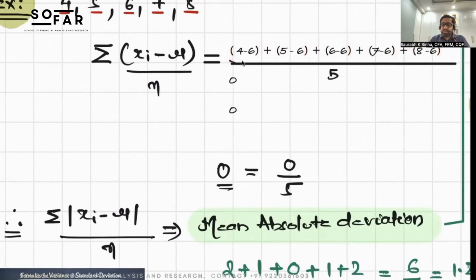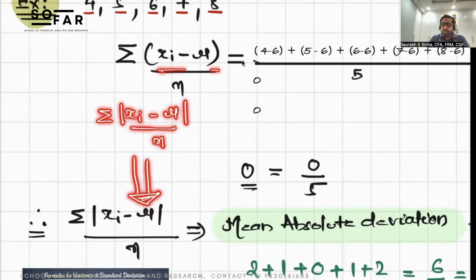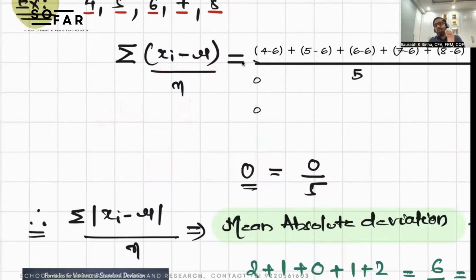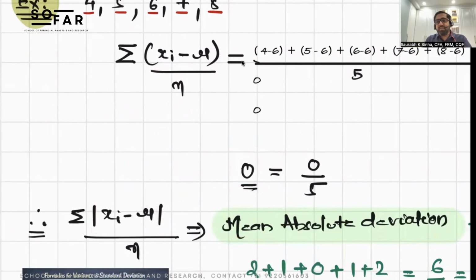And if you take the modulus, this equation, which we were writing as summation of xi minus mu upon n, will become modulus of xi minus mu upon n. And we all know that is the formula for mean absolute deviation. Why is it called mean absolute deviation? Because another term for modulus is absolute, and you're trying to find out the deviation from mean. So therefore, mean absolute deviation.